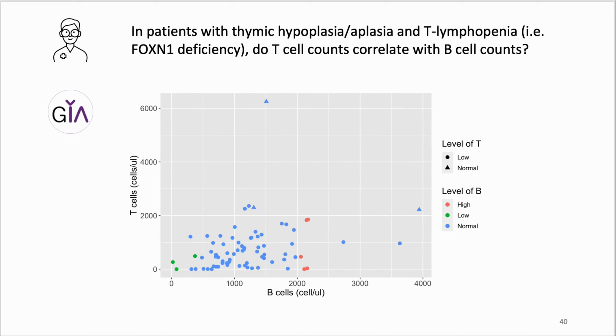Another thing that providers might be curious about is how different serologies or different immunophenotypic observations might correlate with each other, or how they may affect each other. And so one relevant question to patients with FOXM1 deficiency, for example, is if a patient has low T cell counts, does that generally lead them to also have low B cell counts? And we can see here that the correlation is not exact.